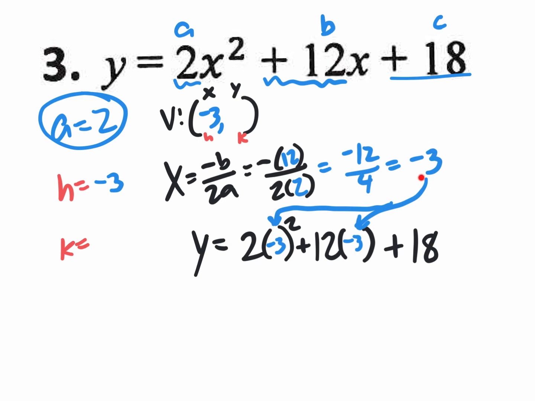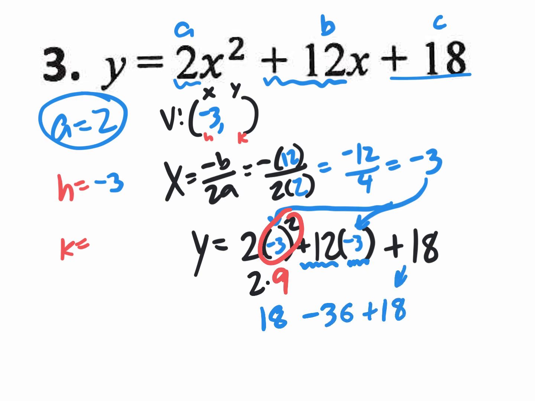You plug in negative 3 into the original with parentheses in place of X's. And when you do your math, negative 3 squared is 9. Bring down the 2. You have 2 times 9. That is 18. And over here, you have a positive 12 times a negative 3. That'll be a negative 36. And then bring down the plus 18 as well. And when you go from left to right, 18 minus 36, that's negative 18.